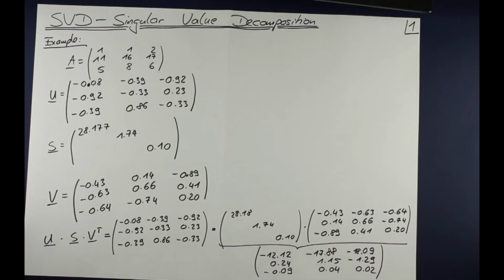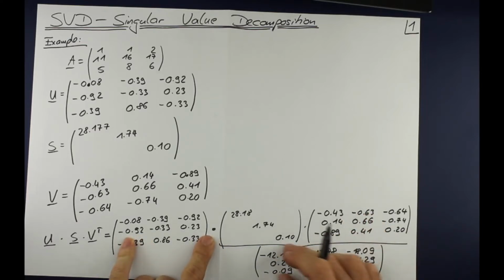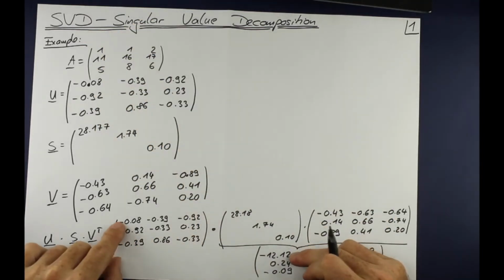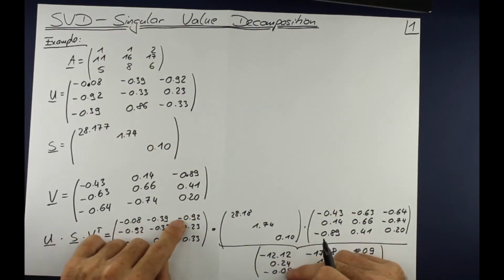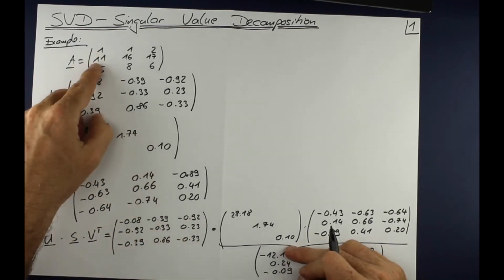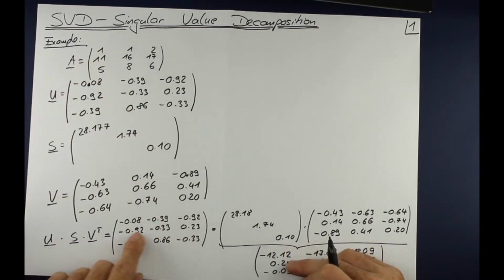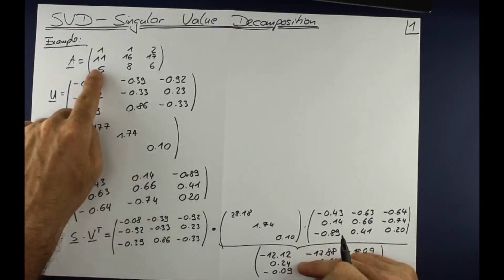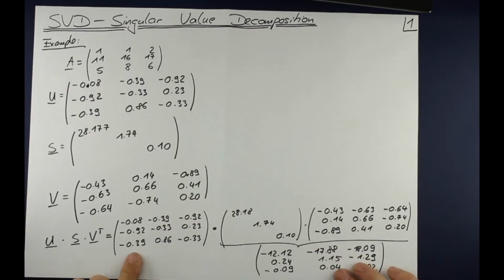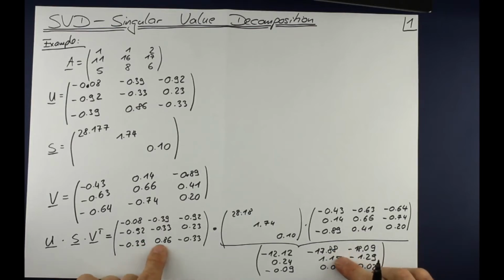And now we can multiply this matrix by that matrix. So to get the first entry, this one is this product plus this product plus this product, and if we do that, then we get this one. We get this 11 by multiplying here times here times here, and we get that 5 by this times that, and we get that 8. This product plus this product plus this product, and so on. And so we get indeed the matrix A.